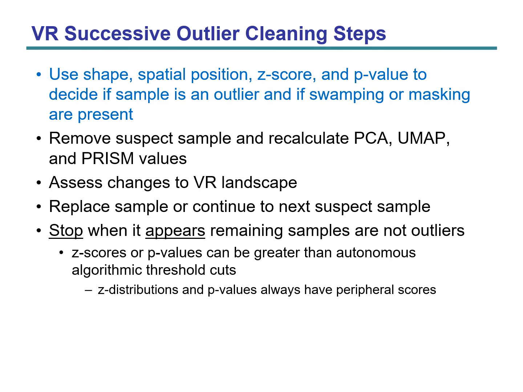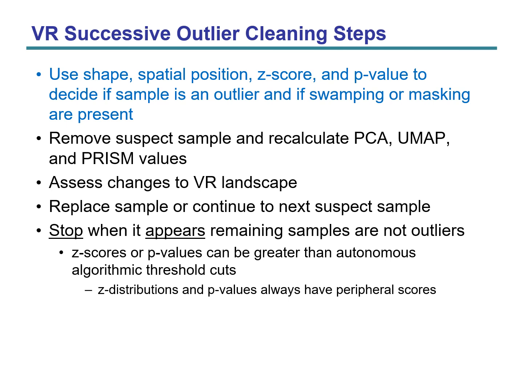Like I said, we recalculate the PCA, UMAP and all the prism values. It all gets recalculated because now we're missing a sample. Then we reassess the new landscape for any new suspect samples, or what the effect was of the sample that was removed. And then we can replace that sample, or continue on if we decide it's an outlier, to the next suspect sample.